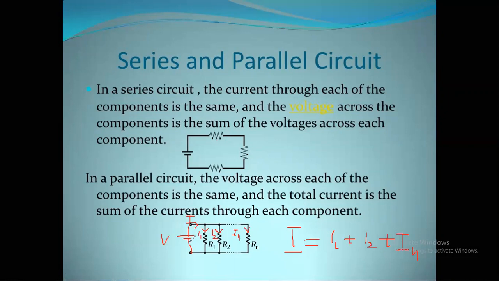Here, in parallel, the voltage is equal and the current shares. In the series circuit, if you give the voltage V, the current I is constant throughout the circuit. Here you get V1, here V2, here V3. In this case the current is constant, but the voltage shares among the devices. V equals V1 plus V2 plus V3. That's how it comes, right?